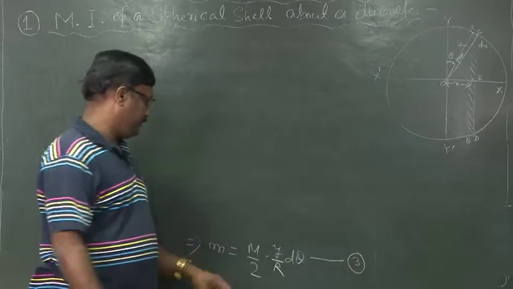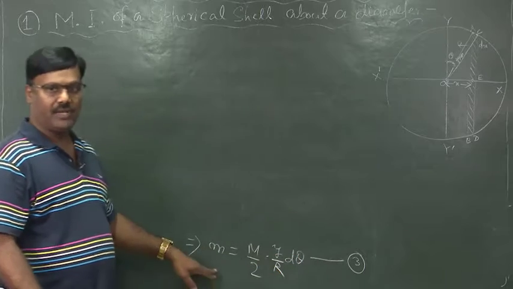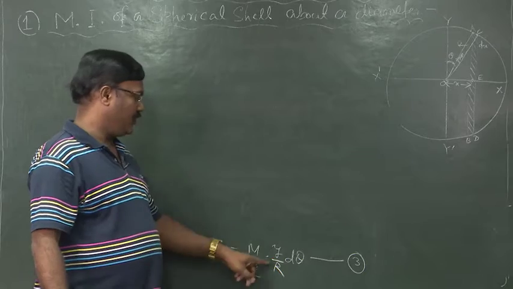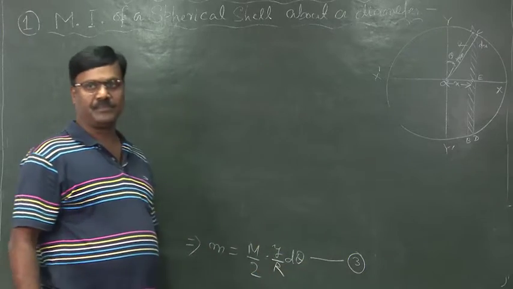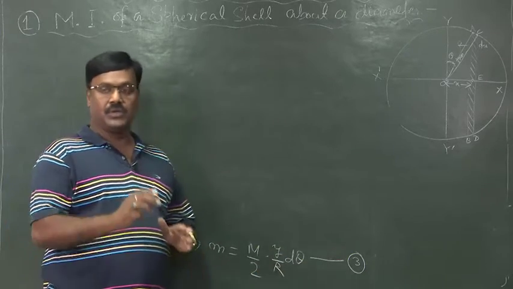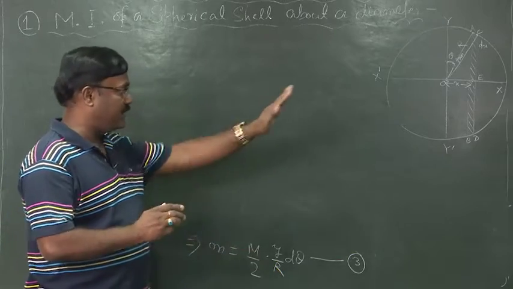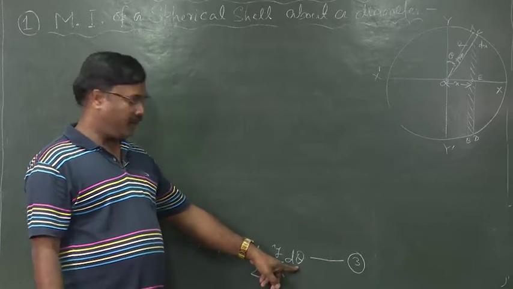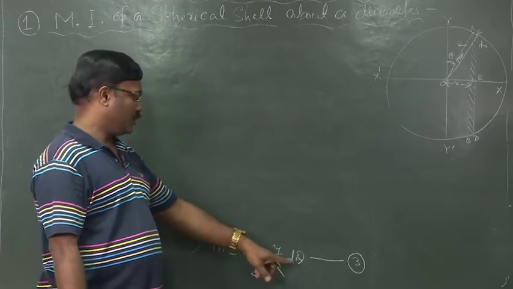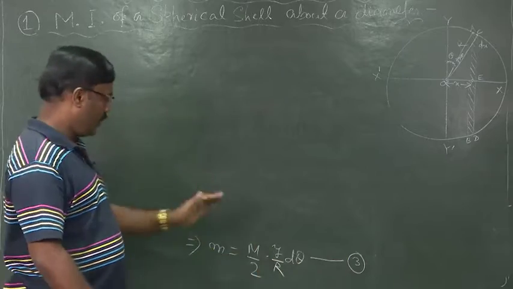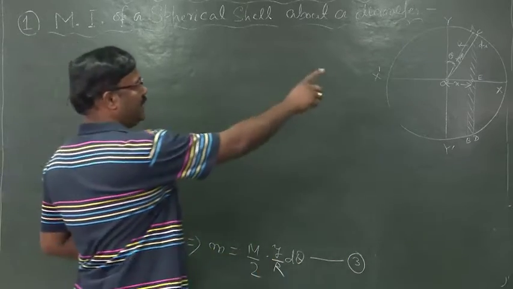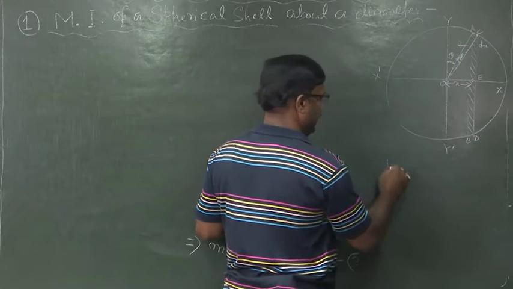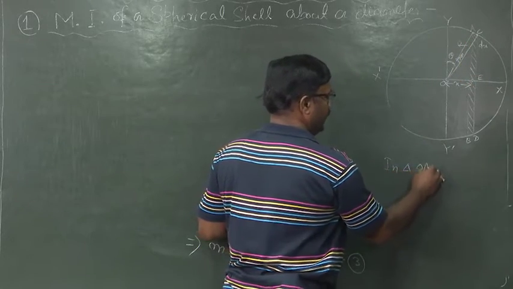Once again I am repeating: from equation 3 we have found the mass of the element dm is equal to m by 2 into y by r d theta. Now, to simplify the mass of the element we have to take the help of dx to replace d theta. So what we have to do? Let us consider the triangle OAE.